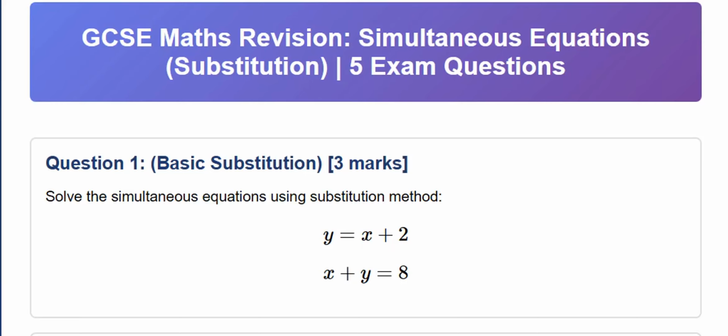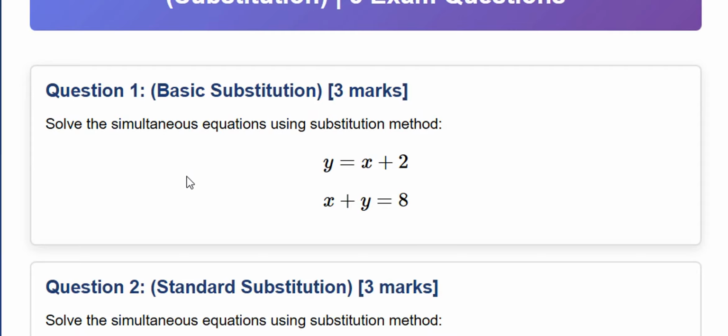Hello, in this GCSE lesson, we will revise how to solve simultaneous equations using the substitution method. We are going to start with question 1, which says: solve the simultaneous equations using the substitution method. You are given y = x + 2, and x + y = 8.